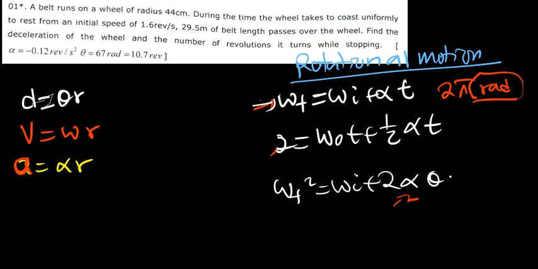So this question is saying a belt runs on a wheel of radius 44 centimeters. During the time the wheel takes to coast uniformly to rest from an initial speed of 1.6 revolution per second, 29.5 meters of belt length passes over the wheel. Find the deceleration of the wheel and the number of revolutions it turns while stopping.